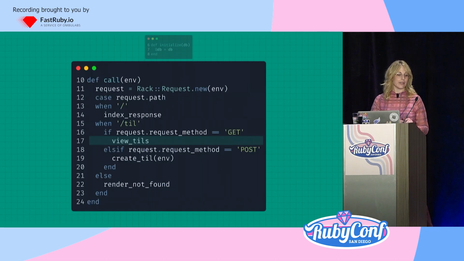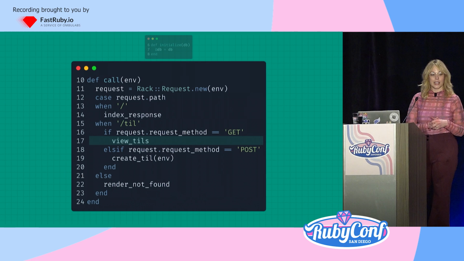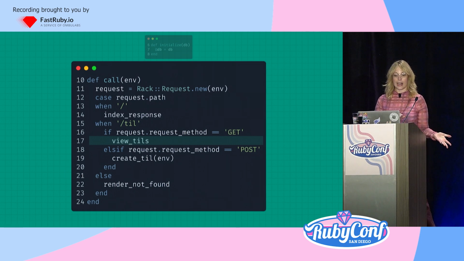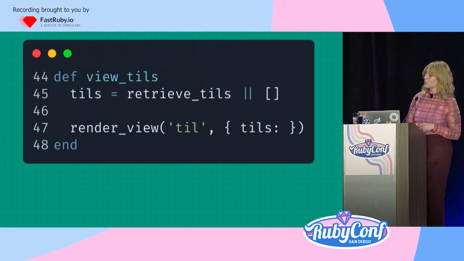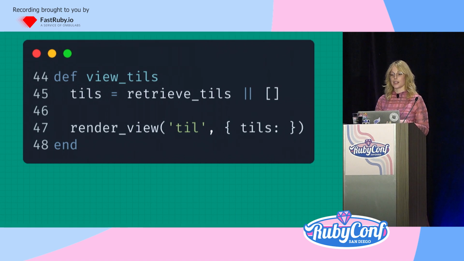In the call method, we have this routing mechanism. As we dissect the call method, we can see how it's channeling requests to the respective destinations. It's doing this by the request path as well as the request method. So here we are at the TIL path, and if the request method is a GET, we're simply going to view TILs. Viewing TILs, we retrieve them, or we set them to an empty array, and then we render the view, passing in that TILs array as a local variable. This will allow us to access this inner Slim template so we can have dynamic content.